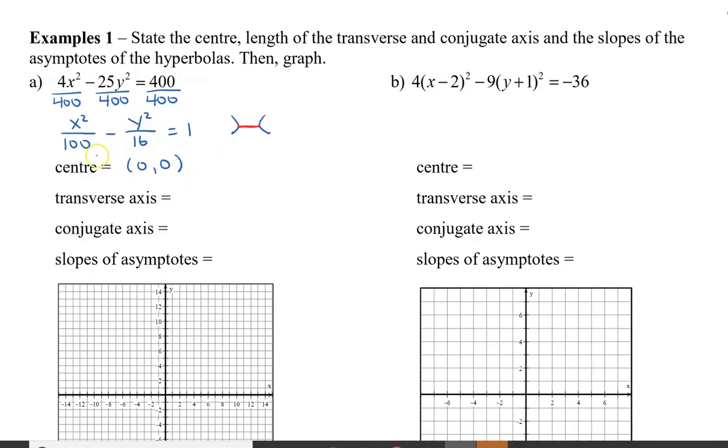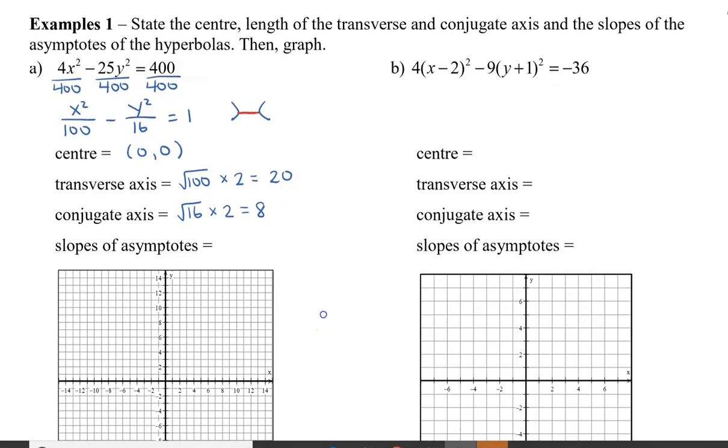So to find that, we're going to square root the 100, and then we're going to times it by 2, because remember, the 10, when we square root 100, that's only the distance from 0 to either the left or the right side. So this gives us 20. The conjugate axis is the perpendicular one, so we're going to square root 16. We times that by 2, and we get 8.